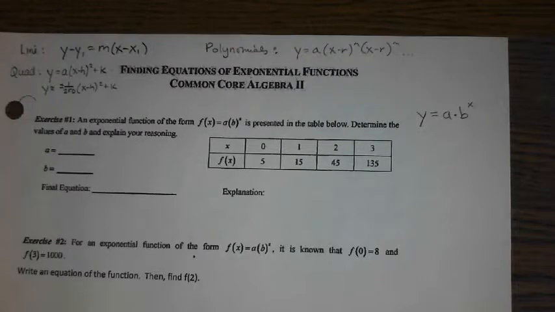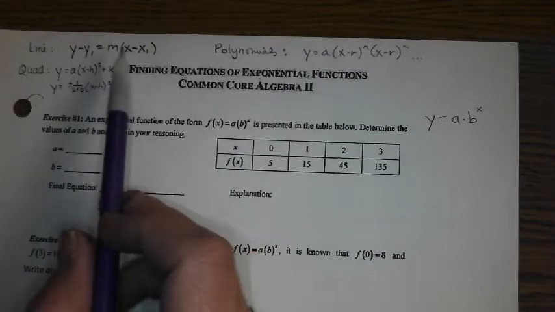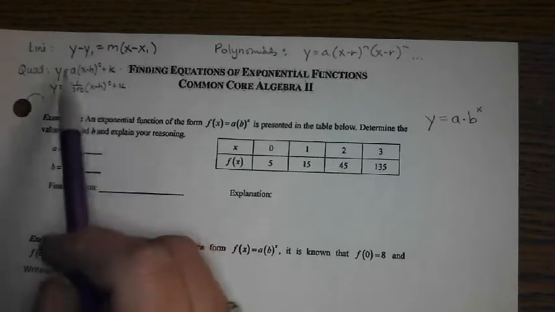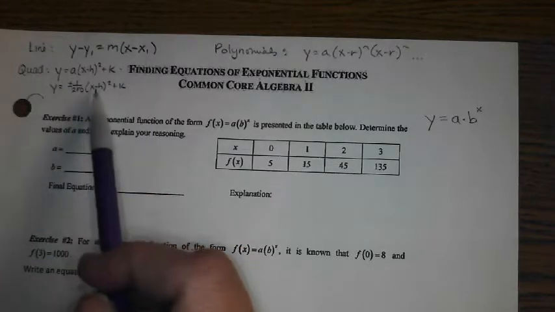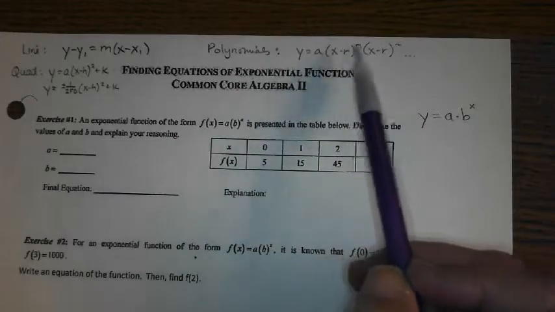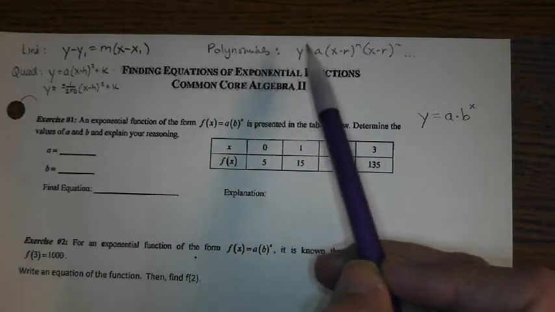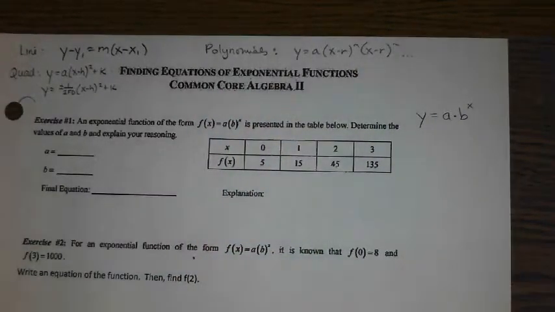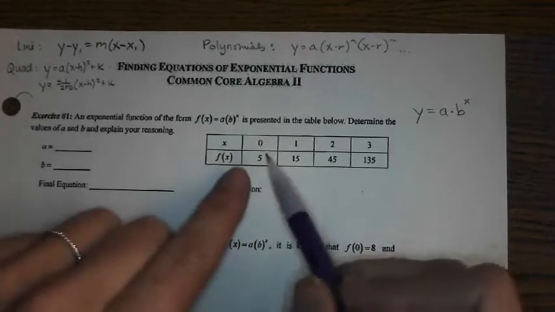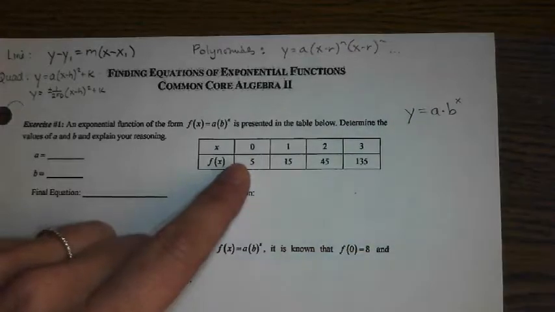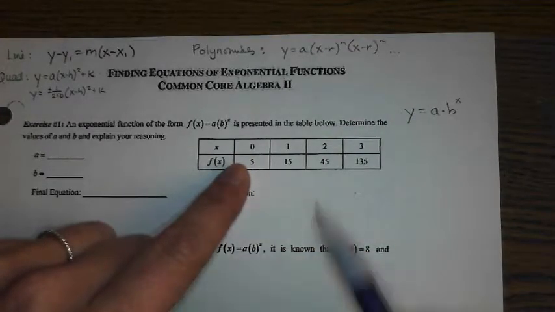You need 2 points for exponential graphs. Like lines, you only need 1 point and the slope. Quadratics, you kind of need the focus and directrix. Polynomials, you need a bunch of roots and a non-root point. Here you just need 2 points. And so what we're going to do with the 2 points is we're going to plug them in twice. It's almost going to be like a system of equations.